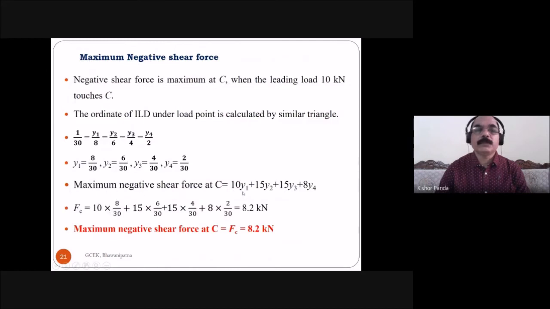Maximum negative shear force is equal to 10 into 8 by 30 plus 15 into 6 by 30 plus 15 into 4 by 30 plus 8 into 2 by 30, which is equal to 8.2 kilonewton. And this is the maximum negative shear force at C.